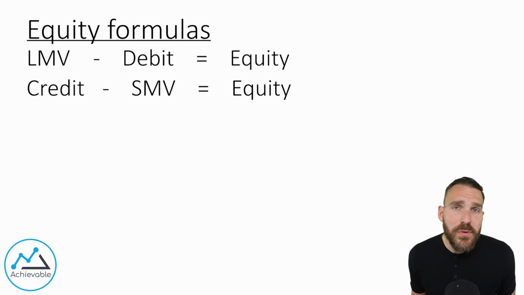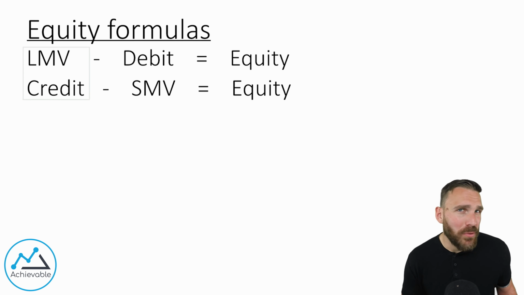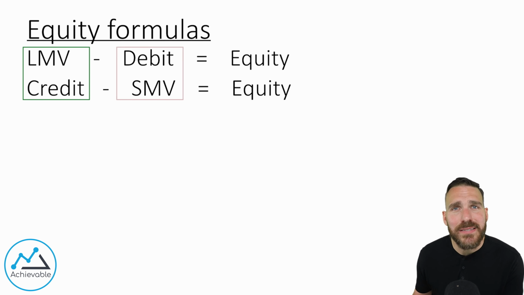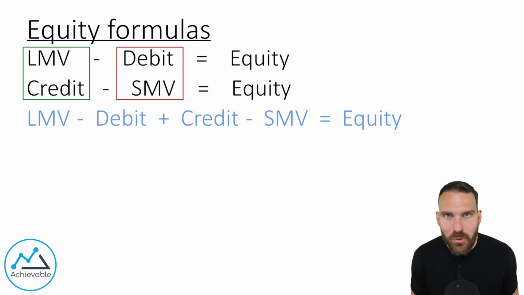It's possible you get a test question that asks you what the formula for equity is, either in a long account or a short account, or maybe even in a combined brokerage account where we have both long and short positions. If a combined equity question comes up on the exam, all you need to do is put these two formulas together. The simple way to do it is just keep the pluses positive and keep the minuses negative. One way that we could state it is LMV minus debit plus credit minus SMV is equal to equity.